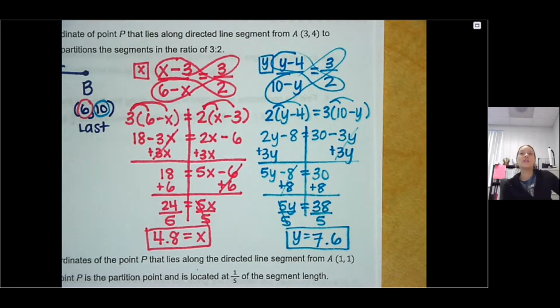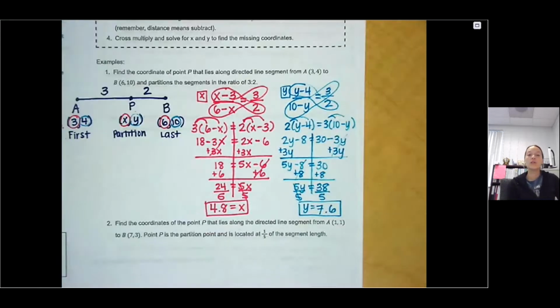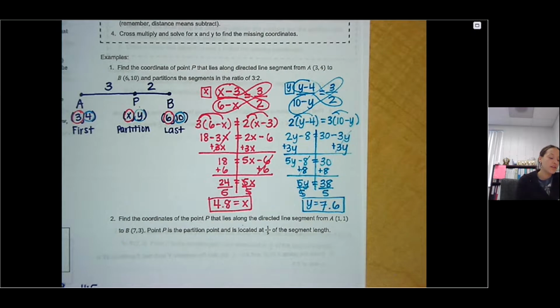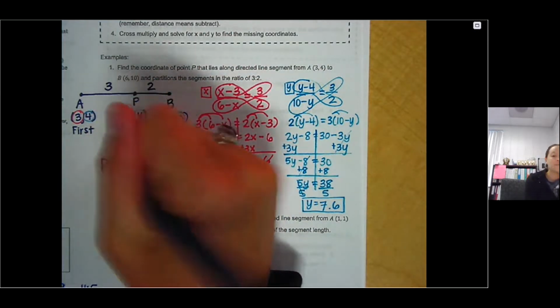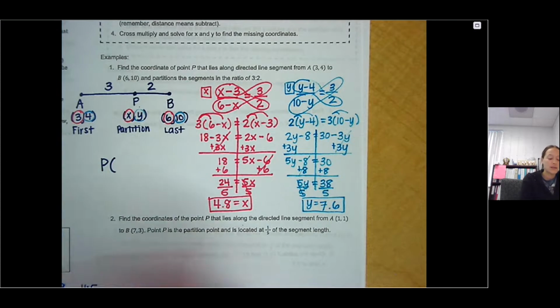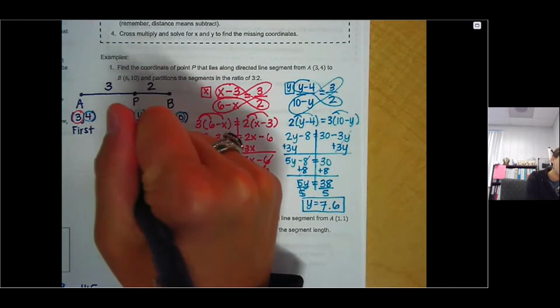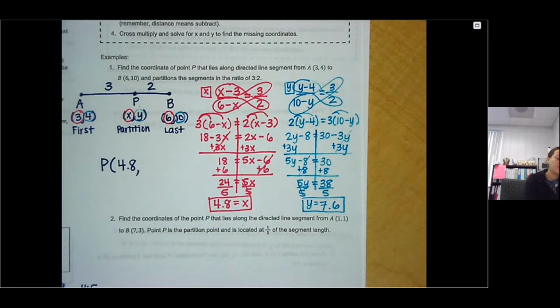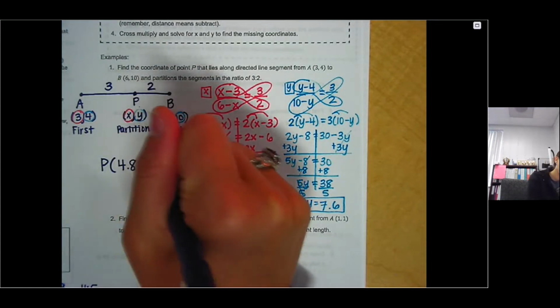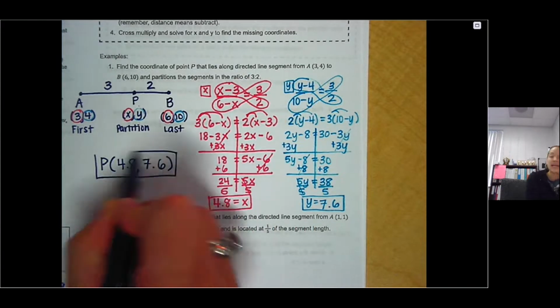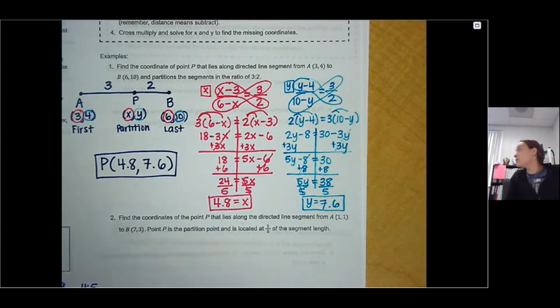When we write our final answer, because this is a coordinate point, it's point P, my final answer I want to write as a coordinate. So point P is, X value goes first, 4.8, comma, and then my Y value is 7.6. And for partitioning, like I said before, it's okay to get decimals. You're allowed to graph decimals. They don't have to be perfect numbers to graph them. So you're going to get a lot of decimals. Don't freak out. All right, what questions can I answer right now?